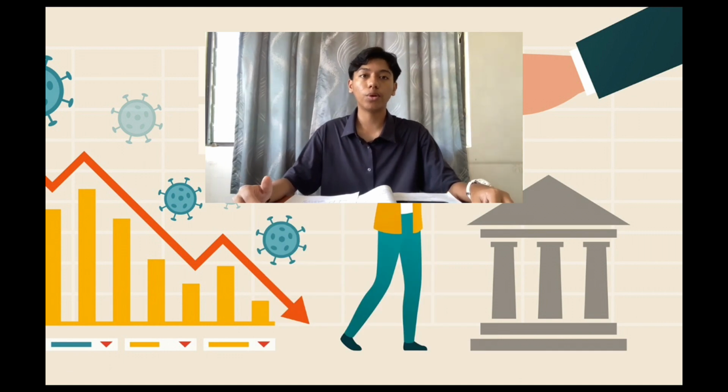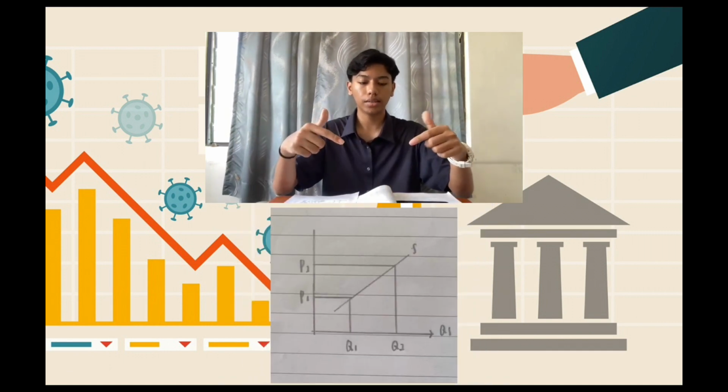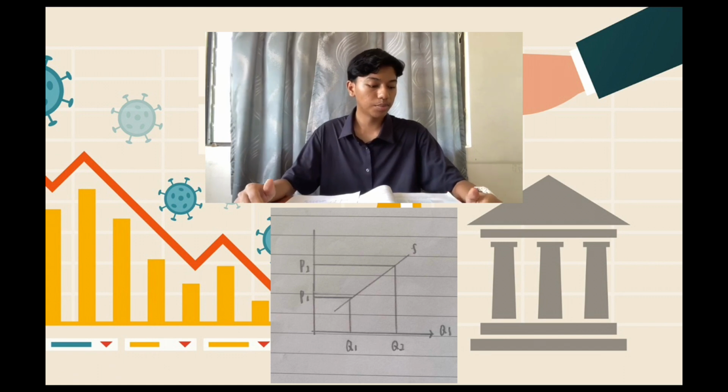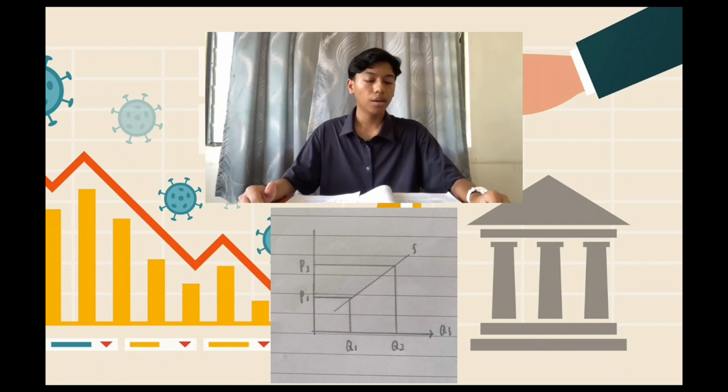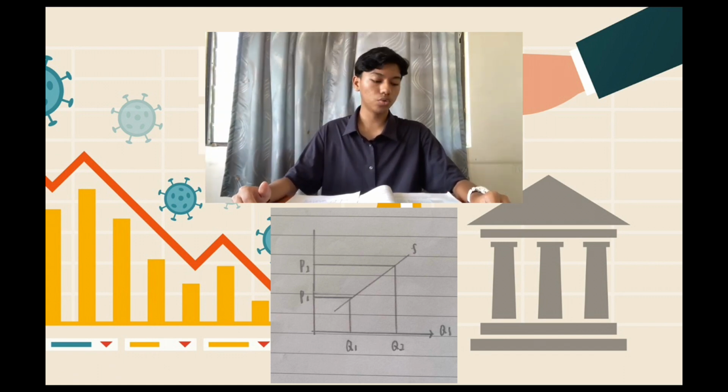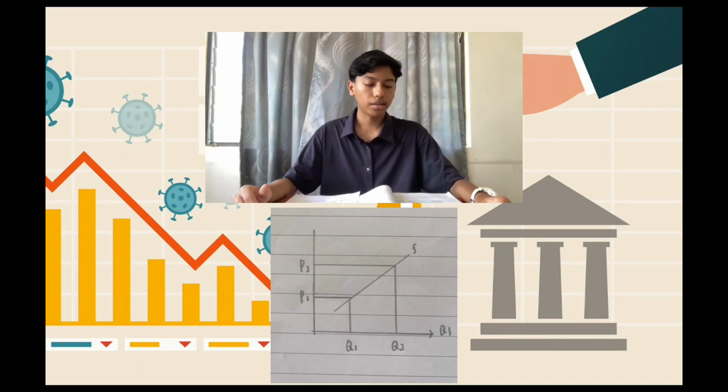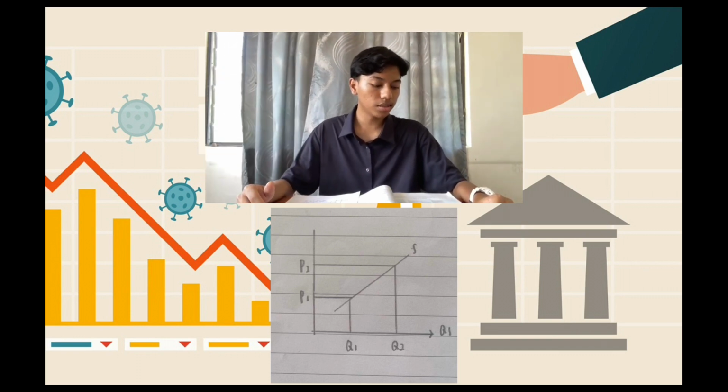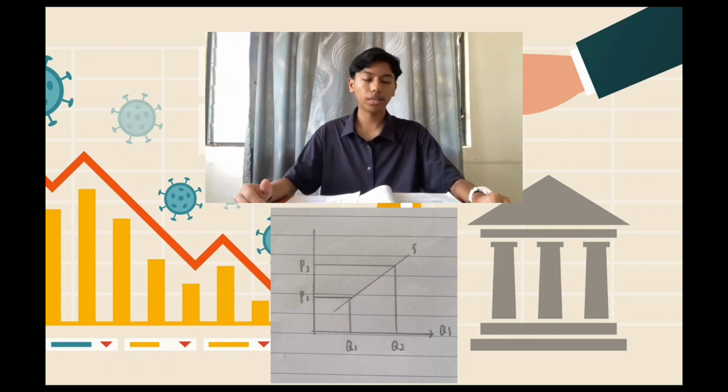And from that, we will get a graph like this. That means the percentage change in price, P1 increasing to P2, is smaller than the percentage change in quantity supplied, Q1 increasing to Q2.